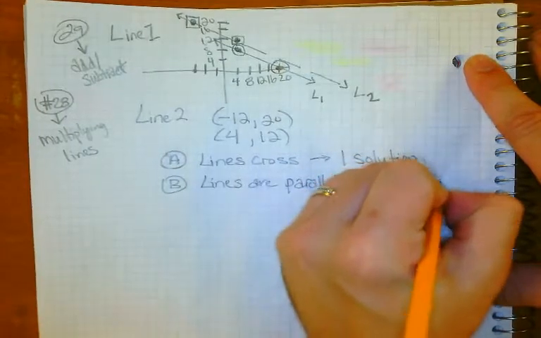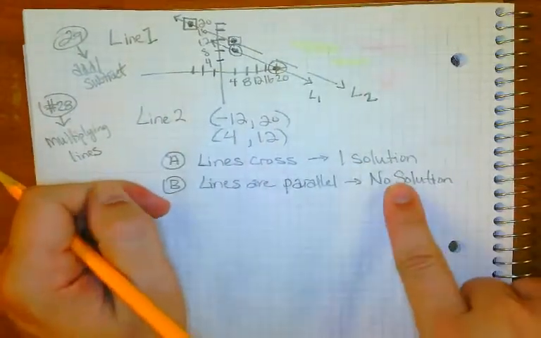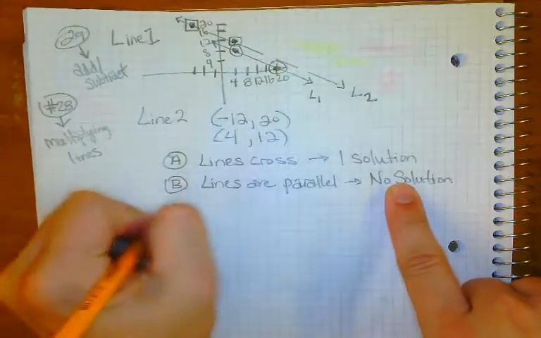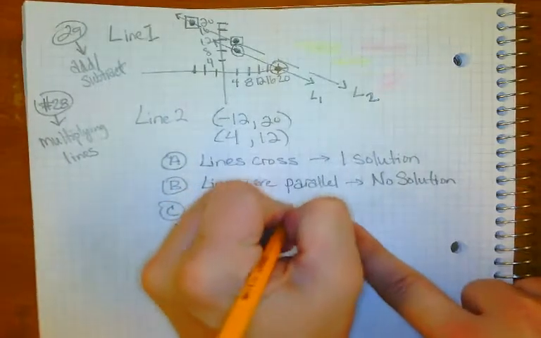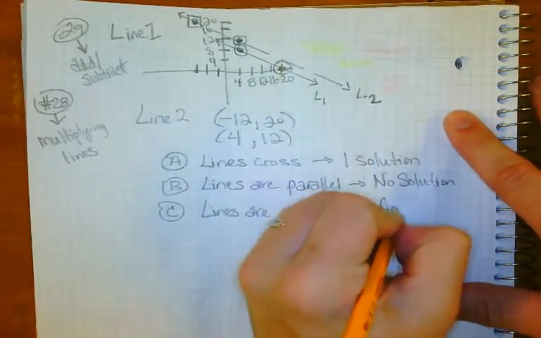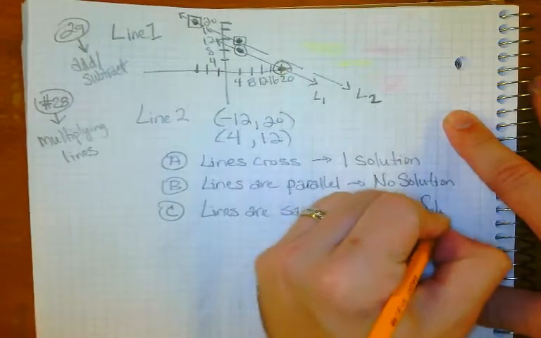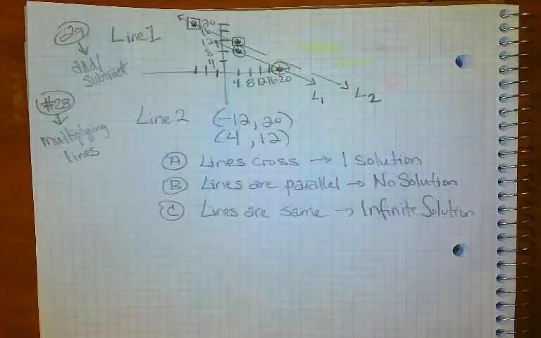We got 3 options for you today. We have A, lines cross, 1 solution. B, lines are parallel, no solution. We have C, lines are the same, we have infinite solutions. Three options for you today.